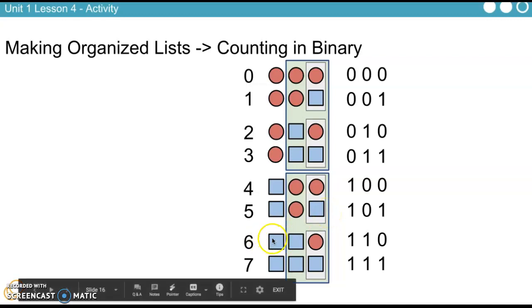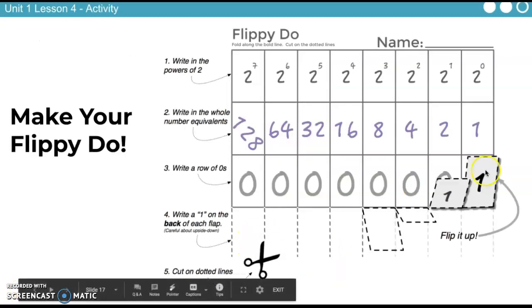Here, this is worth 4, this is worth 2, this is worth 0. Add them together, you get 6. So hopefully you're getting the idea of this. For today's activities, you're going to be creating your own Flippy Do. This is what I've handed you in class.